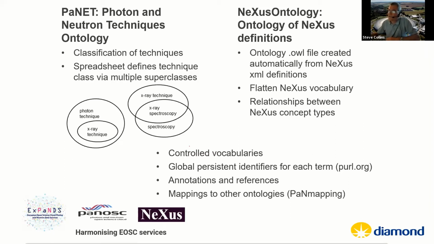But both of these have the goals of creating, largely for catalog services, controlled vocabularies with global persistent identifiers using PURL.org, to add annotations and references, and to give us something expressed in OWL that we can use to create mappings to other ontologies. And we've actually started to develop a specific mapping ontology to connect us to the outside world. So thank you. I'll stop there.